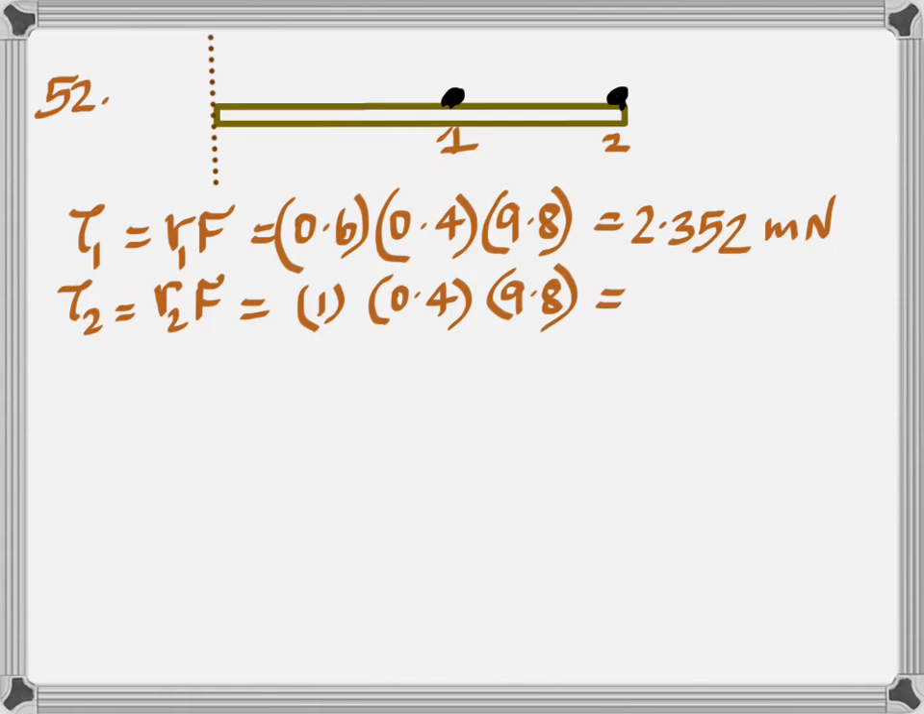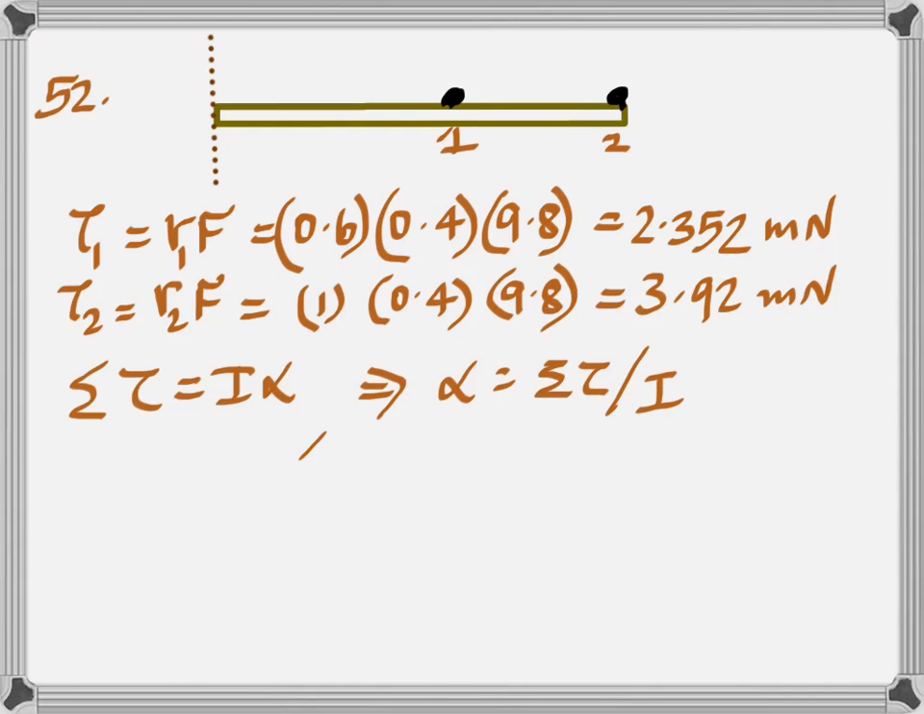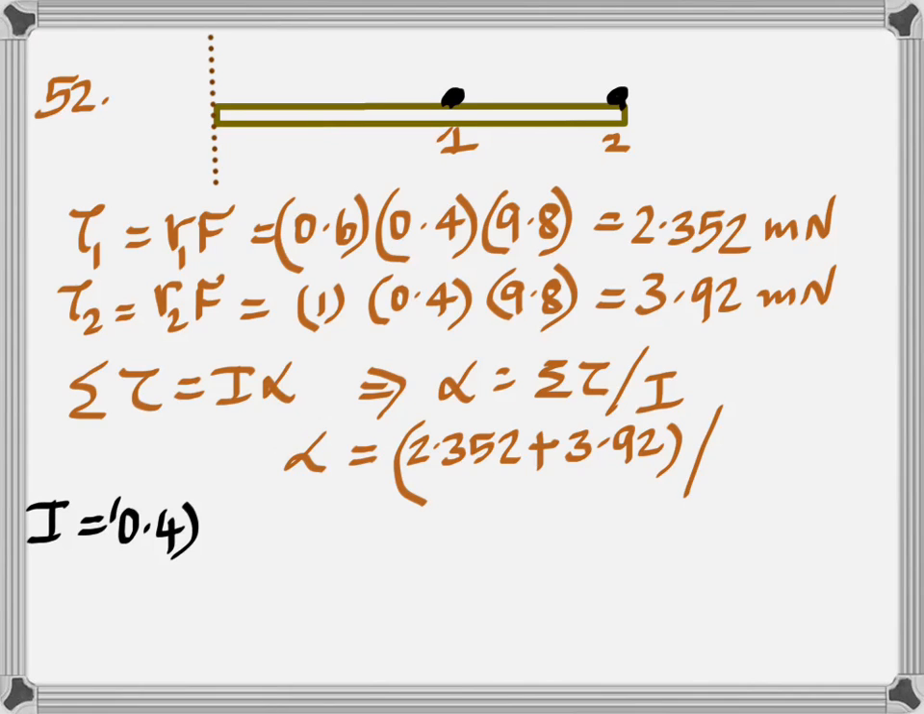Aren't both trying to turn it clockwise? Yes, so you find the total, which is the net. Net torque is I alpha, and alpha is that divided by I. What's I? Moment of inertia, and I don't know that, so go ahead and find the moment of inertia.